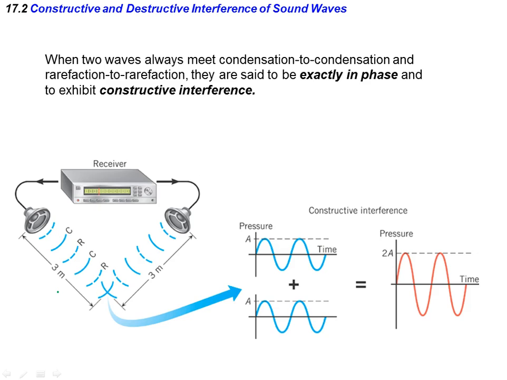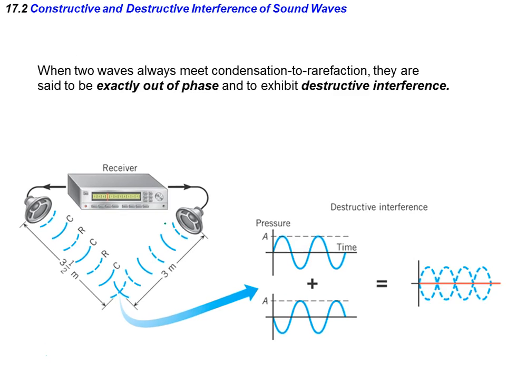When two waves always meet condensation to condensation and rarefaction to rarefaction, they are said to be exactly in phase, and they exhibit this constructive interference. A lot of times we try to have this when we have speakers or a sound system. We want constructive interference because then the two speakers will increase the amplitude, and now we experience a louder noise. Whereas if we have them out of phase, then they will exhibit destructive interference. For instance, if we are a half wavelength away from one more than the other, we get this destructive interference.